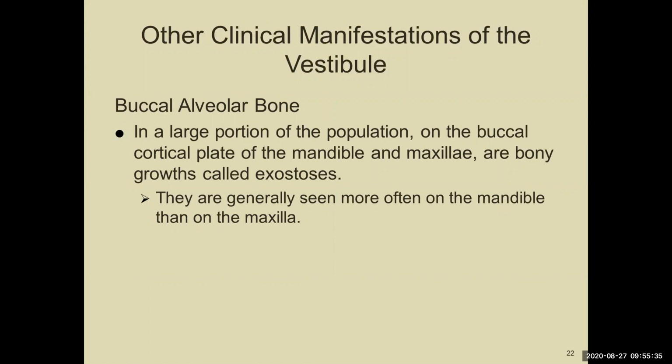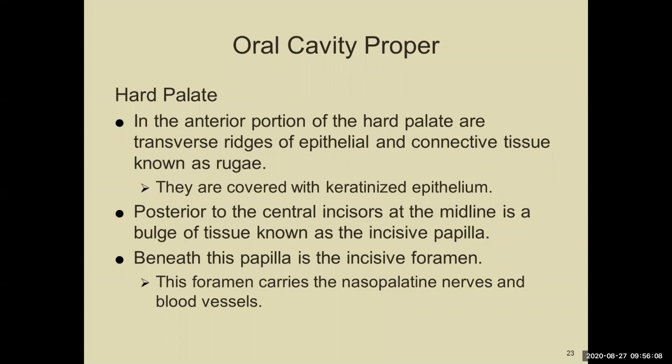The buccal alveolar bone is a large portion. Okay, and it's on the buccal cortical plate of the mandible and maxilla, and they're bony growths sometimes, and they're called exostoses. Exostosis is singular, exostoses is plural, and exostoses are generally seen more often on the mandible than they are on the maxilla. So extra bone, okay, extra bone, exostoses on the buccal.